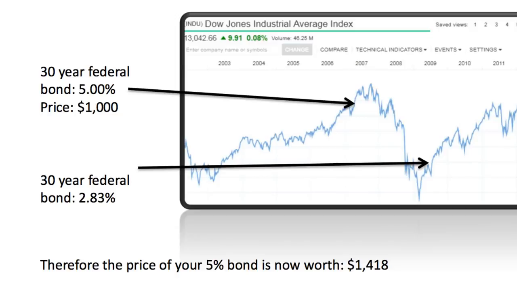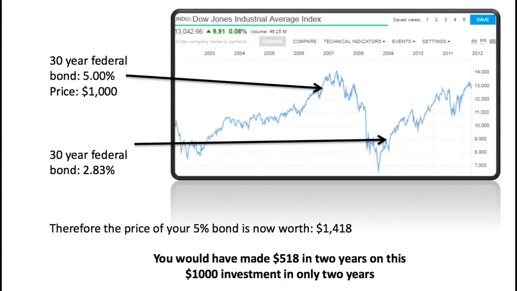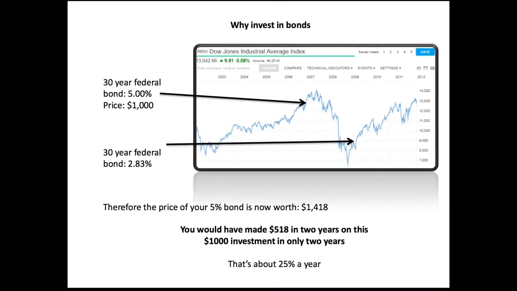Now it's 2 years later, and the best that anybody can go out and find is 2.83%. But what are you holding on to? You're holding on to the 5% bond. And who doesn't want to buy a 5% bond when interest rates are that low? So your bond becomes more valuable on the market because you're holding the 5% bond when everyone else can only get 2.83%. The value would have changed approximately up to $1,418. And when you add in 2 years of coupon payments, that's $518 that you would have made in a 2-year period. So that's about a 25% return for owning that bond in just 2 years.